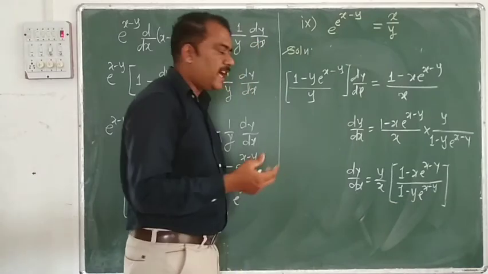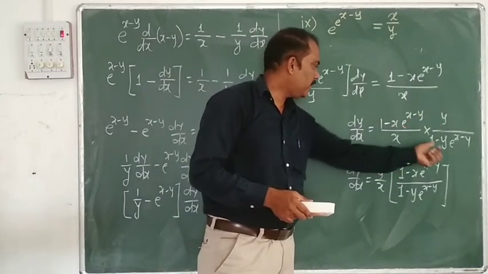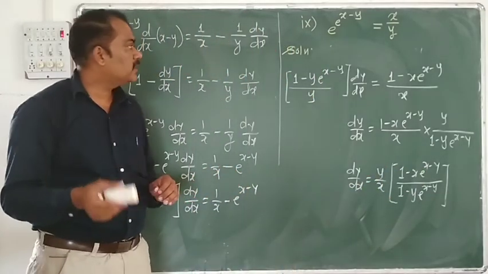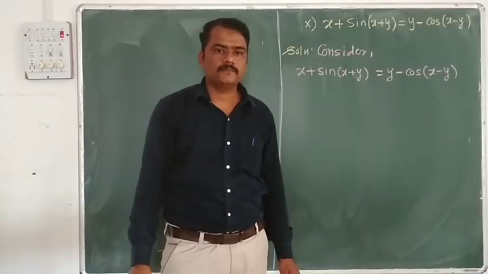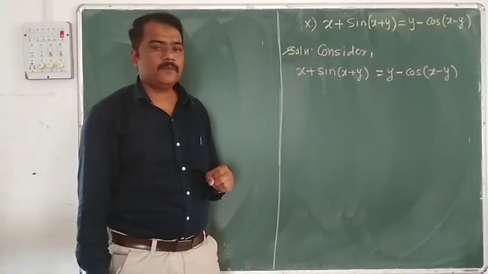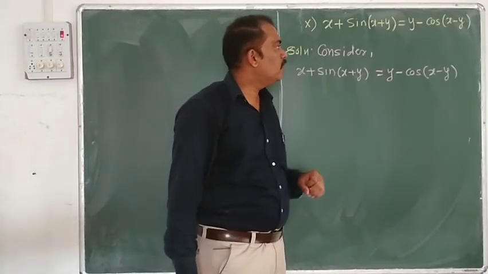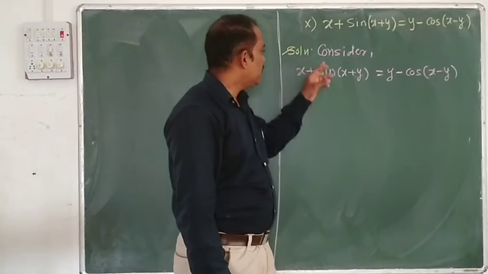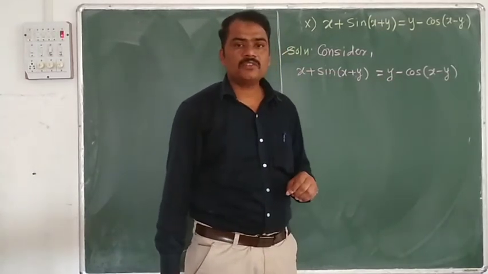We have to just arrange the terms, that is y upon x into this term divided by this term, which is the required answer. Now we have to discuss the next example. Example number 10: x plus sine of x plus y is equal to y minus cos of x minus y.